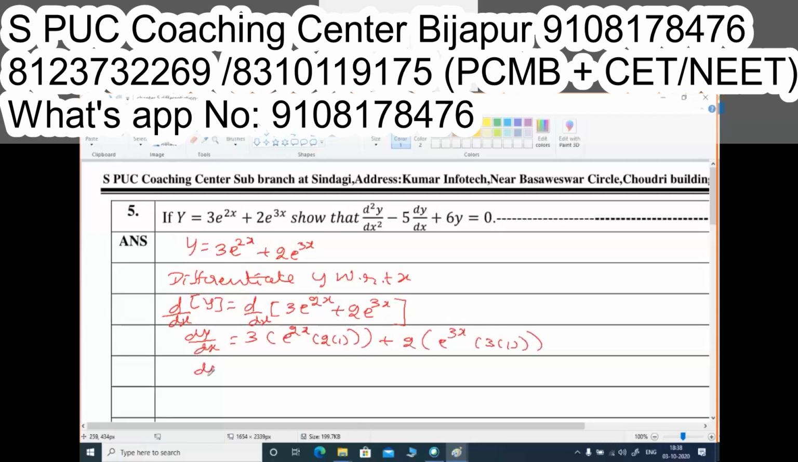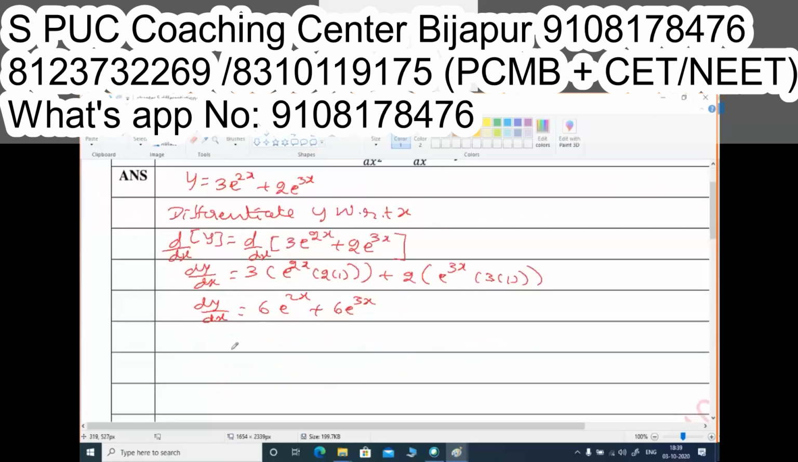If you simplify all this, dy by dx is equals to 6 e raised to 2x plus 6 e raised to 3x. Once again you differentiate this dy by dx with respect to x, what is it going to come out again? 12 e raised to 2x plus 18 e raised to 3x.